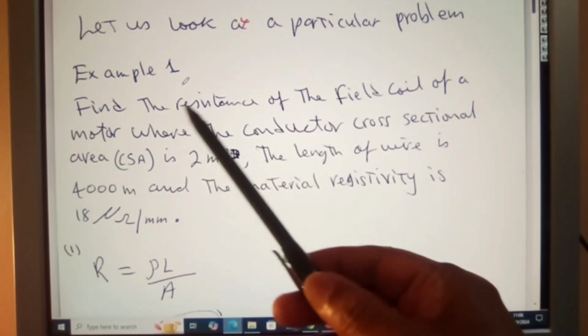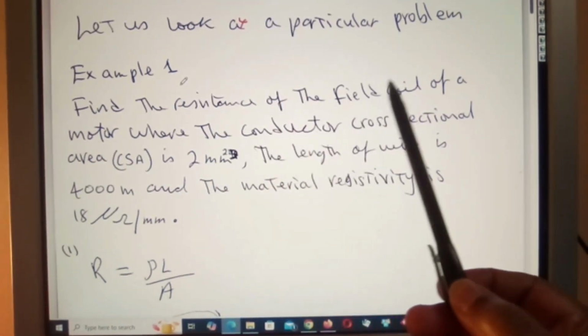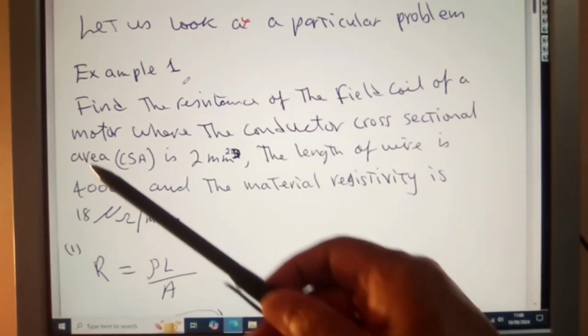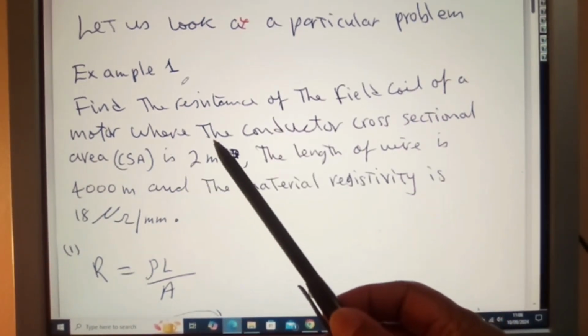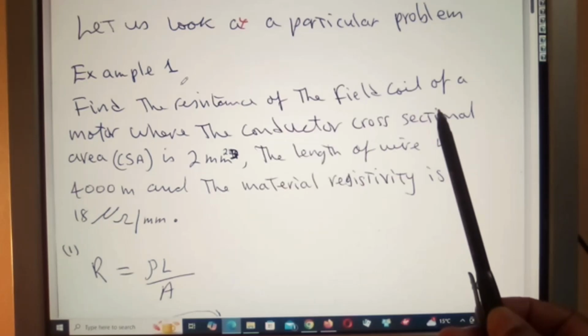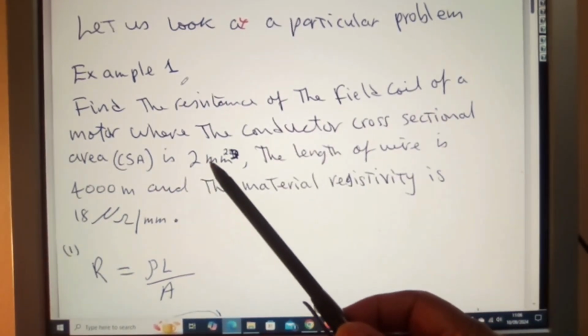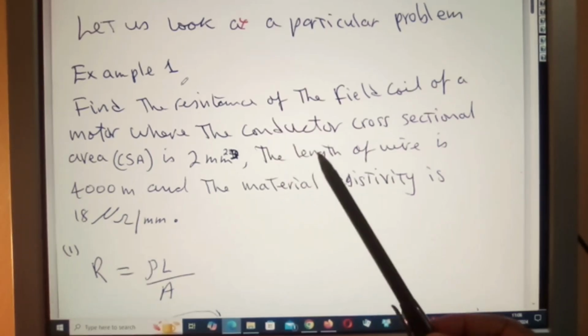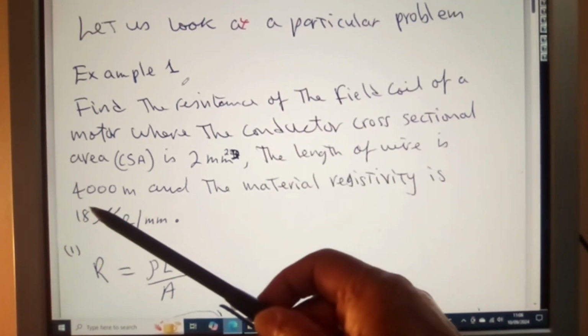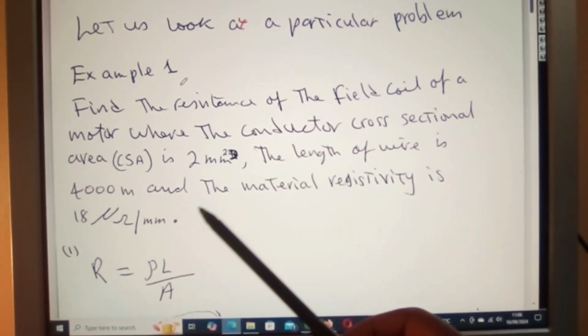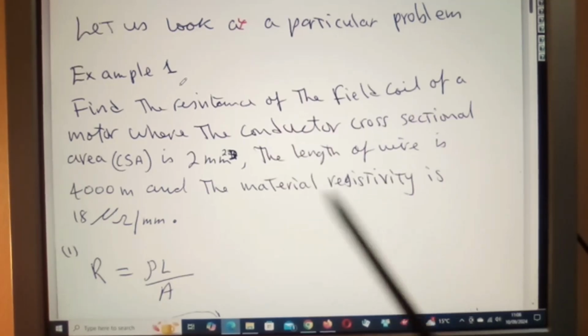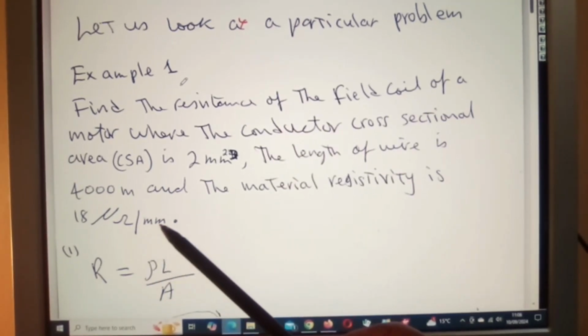Find the resistance of the field coil of a motor where the conductor cross-sectional area, CSA, is 2 millimeters square. The length of wire is 4,000 meters and the material resistivity is 18 microohms per millimeter.